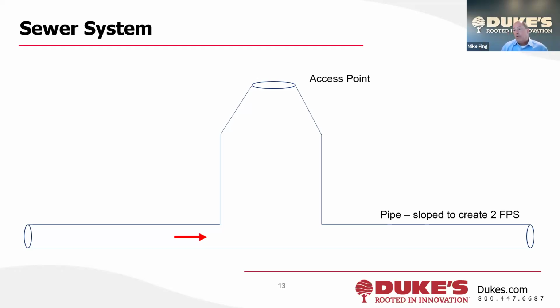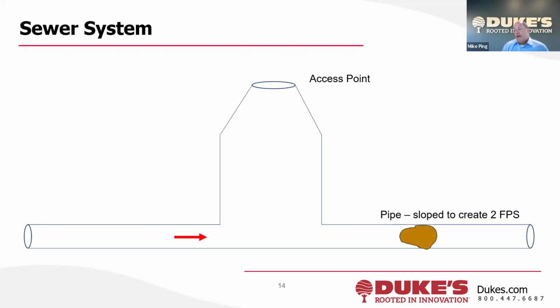And then an access point, it's a manhole. Most times it's called a manhole these days, right? And the function of that is just to provide an access point to the piping network that is below ground.